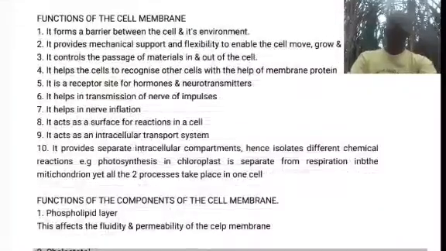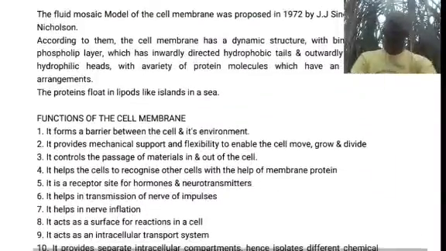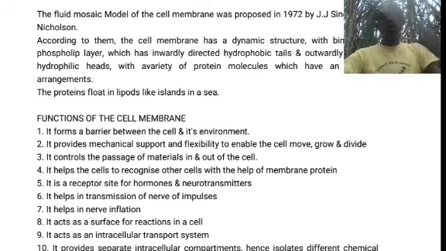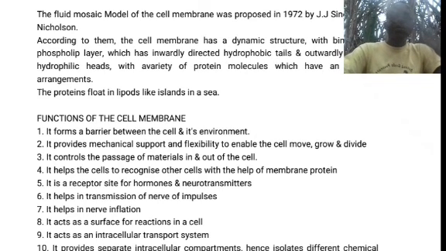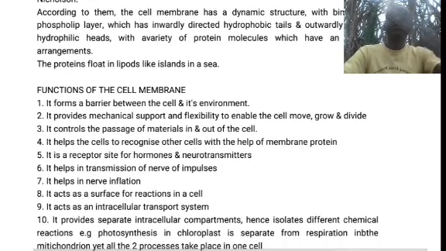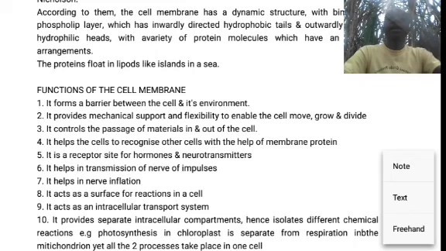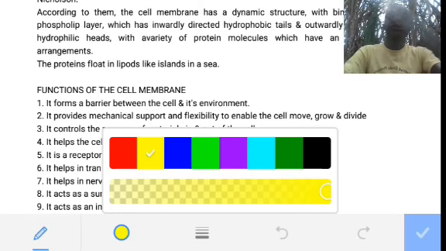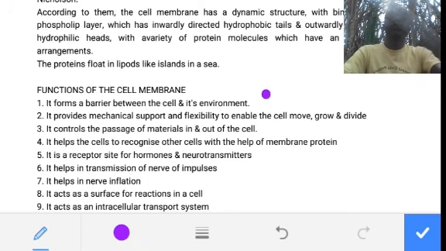Now, having looked at the fluid mosaic model of the cell membrane, we need to also know the functions of the cell membrane. But remember, we said that the major function of the cell membrane is to act as a barrier between the cell and its environment. It acts as a barrier, therefore it controls the things that enter the cell and the ones that leave the cell. Now the first function is that it forms a barrier between the cell and its environment.